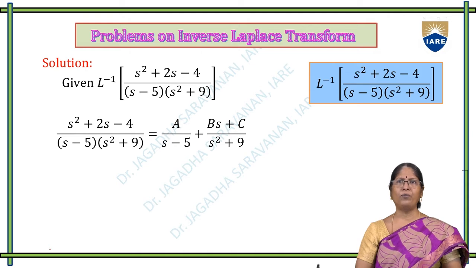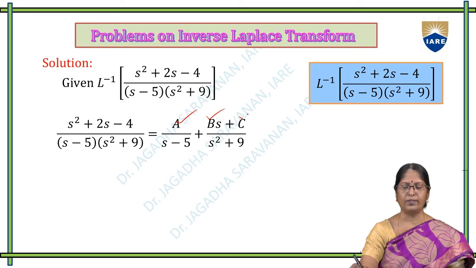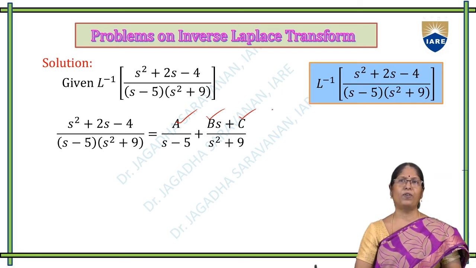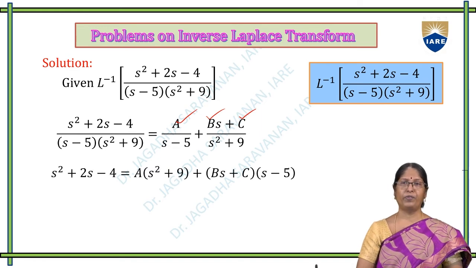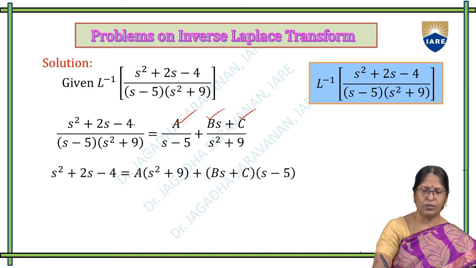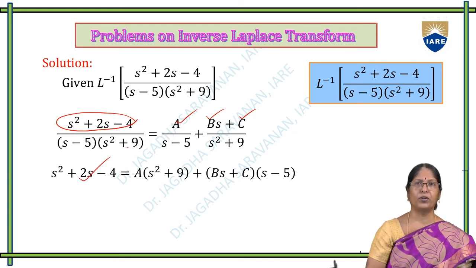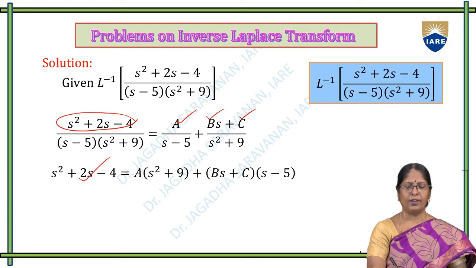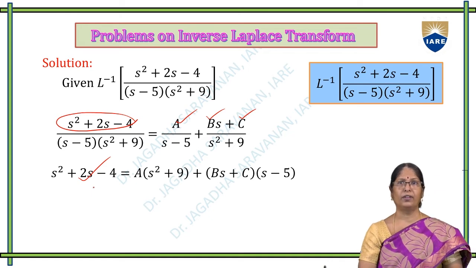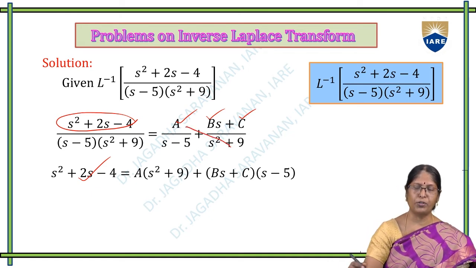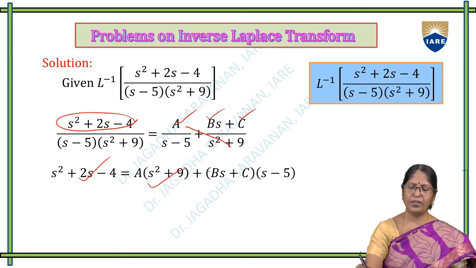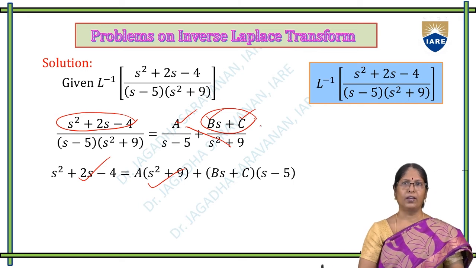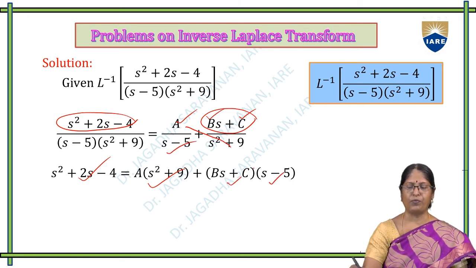So now we have to find what are the values of this A, B and C. These constant values we have to obtain now. For that, first we will take LCM. So here the numerator of the left side has been taken here. Then this is the cross multiplication: A of s square plus 9, and here bs plus c, and this is s minus 5.